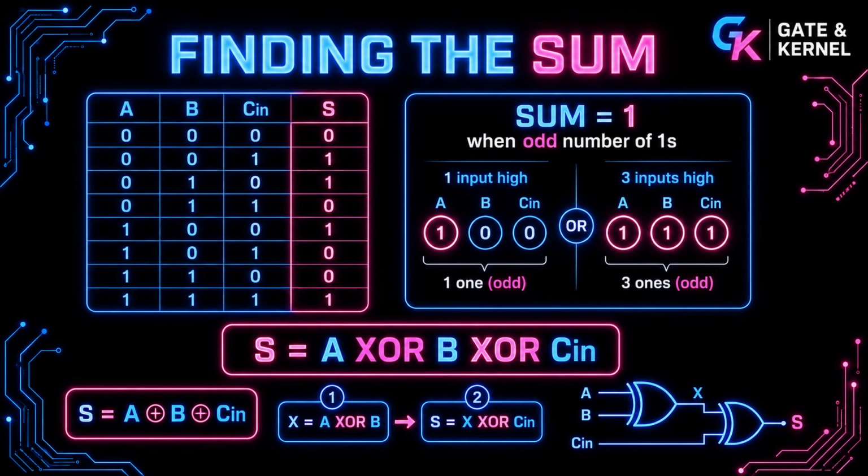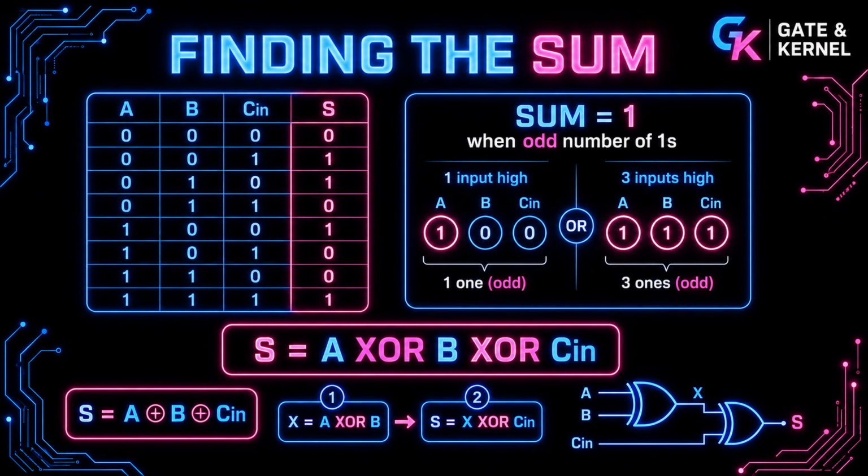Chapter 4. Finding the sum. Now look only at the sum output. The sum becomes 1 whenever an odd number of the 3 inputs are 1. This is exactly what XOR does. So the sum equation is S equals A XOR B XOR Cin. We can calculate it in 2 steps. First, X equals A XOR B. Then, S equals X XOR Cin. This gives us an important clue about how the full adder circuit can be built.